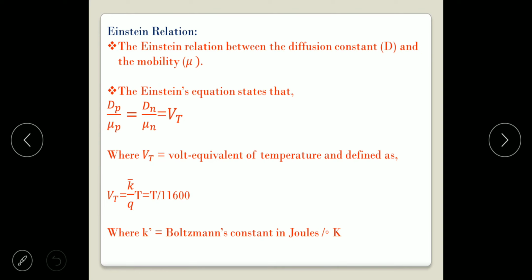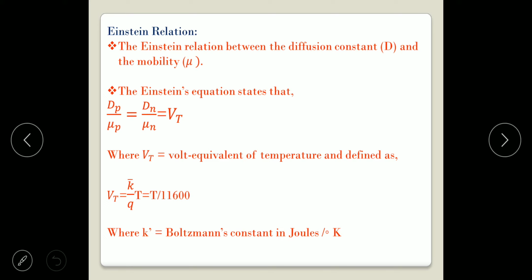Next is the Einstein relation. The Einstein relation between the diffusion constant, capital D, and the mobility, that is mu. The Einstein relation states that the equation is Dp divided by mu p is equal to Dn divided by mu n is equal to capital Vt, where Vt is the volt equivalent of the temperature, and it is defined as Vt is equal to kT divided by q, which is equal to T divided by 11600.